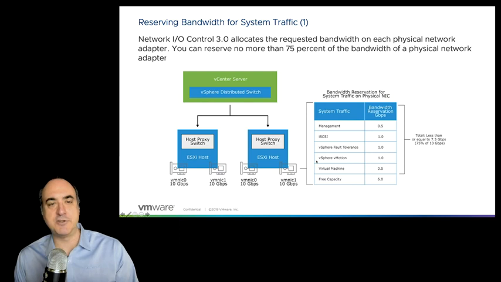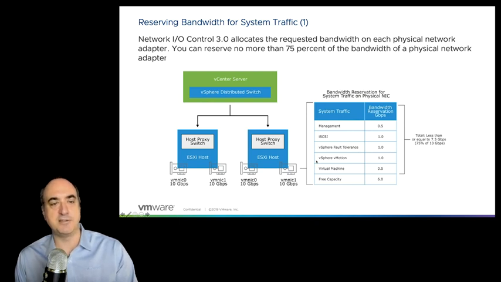So we basically have reserved altogether 4 gigabits of network bandwidth, leaving 6 gigabits available as unreserved. It's not necessarily free capacity, but they just haven't been reserved. So now we've reserved just 40% of our total 10 gigs of bandwidth, noting that that is well under the maximum that we could reserve of 75% of that 10 gigs of bandwidth.